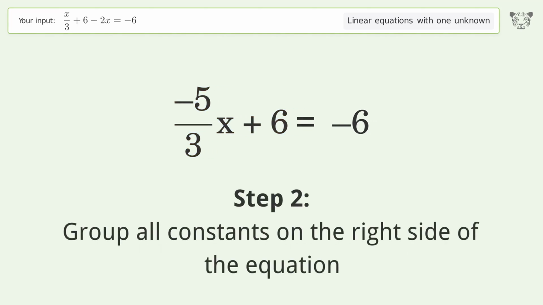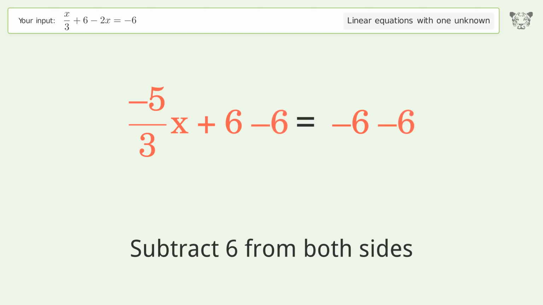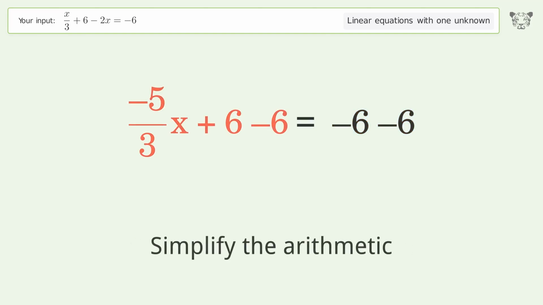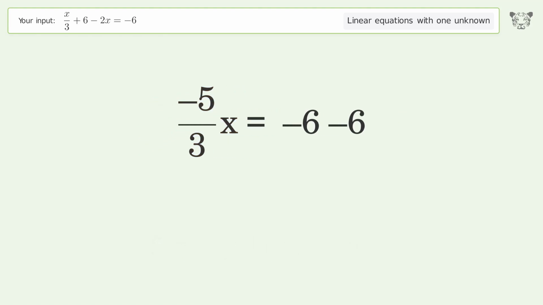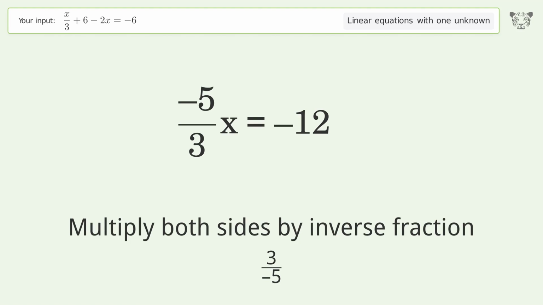Group all constants on the right side of the equation. Subtract 6 from both sides. Simplify the arithmetic. Isolate the x. Multiply both sides by inverse fraction 3/5.